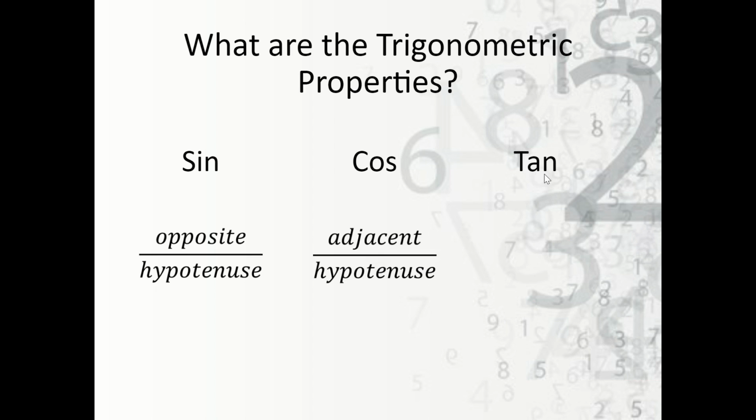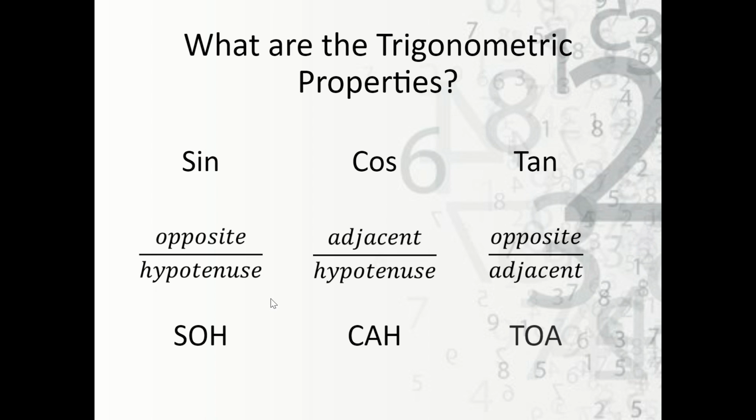Now, tangent is opposite over adjacent. So it's the length of the opposite side over the length of the adjacent side. The way we can remember this is SOHCAHTOA. SOHCAHTOA is the easiest way to remember it. SOH is sine, opposite over hypotenuse. CAH is cosine, equal to adjacent over hypotenuse. And TOA is tangent, equal to opposite over adjacent.